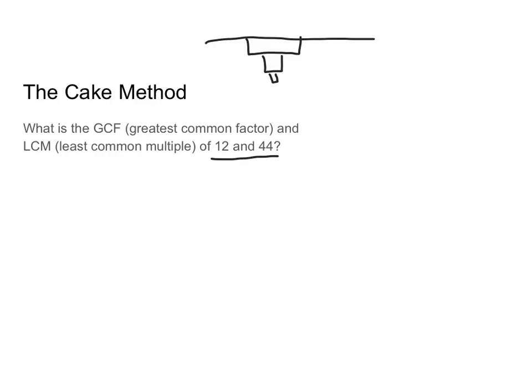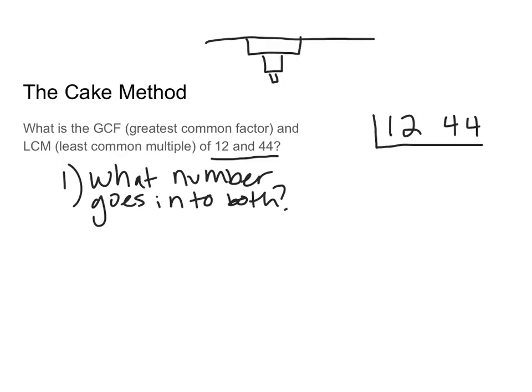You start by writing 12 and 44 next to each other on the page, and you make an L next to them. Then you think, what is a number that goes into both of them? It doesn't have to be the biggest, just any number that goes in evenly to both. Often that first number is a 2. If they're both odd, that won't work and you'll have to think of something else. But for now, we'll do a 2. So we're going to say that 2 goes into both 12 and 44 evenly.